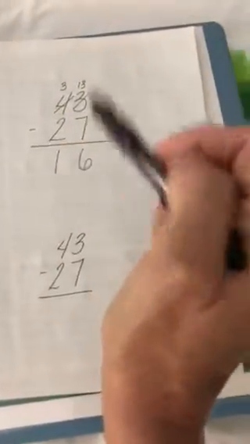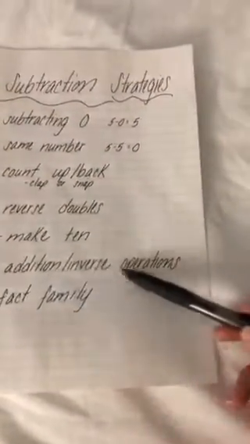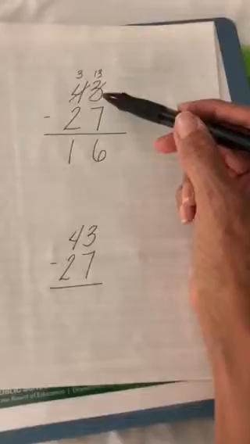Now, I always tell the kids they're not done. They have to show me the proof. How do they show me the proof? Go back to their subtraction strategies, and they're going to have to use inverse operations to make sure that when they add, 16 plus 27 does give me the answer of 43.